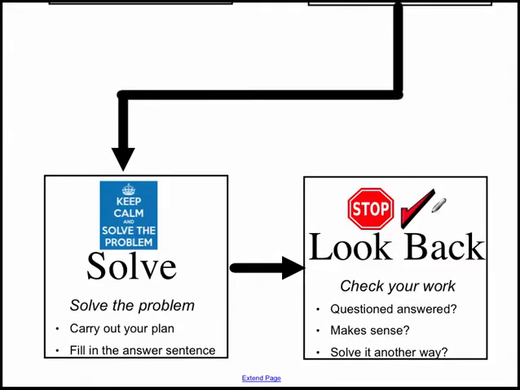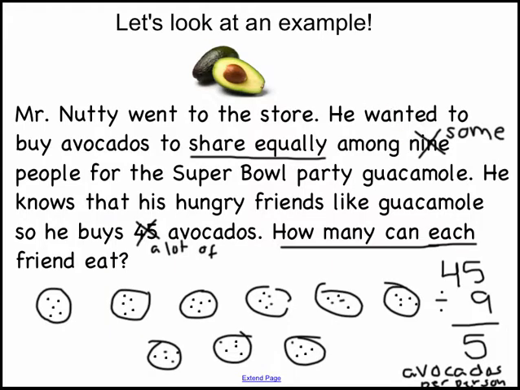Step 4 says, let's stop and go back and check our work. Let's make sure that it makes sense and we answered our question. So our question was, how many can each friend eat? And it looks like we had 45 avocados that he bought, which was a lot. He shared them among some people, which was 9 people. So it makes sense to me that this would be a smaller number, that 5 avocados per person seems about reasonable. If I would have gotten a huge number, like a number that was bigger than 45, it wouldn't have made sense to me because he has to share a certain number, and this is the certain number. You can't have any more than that.